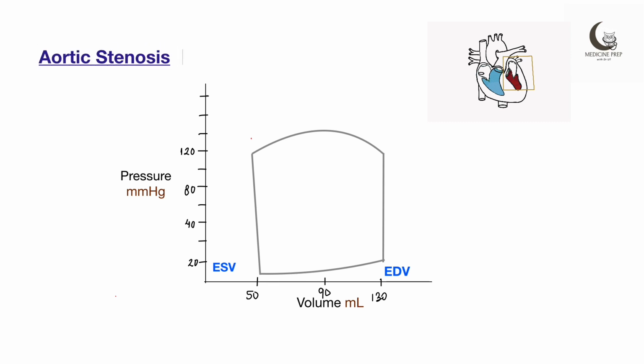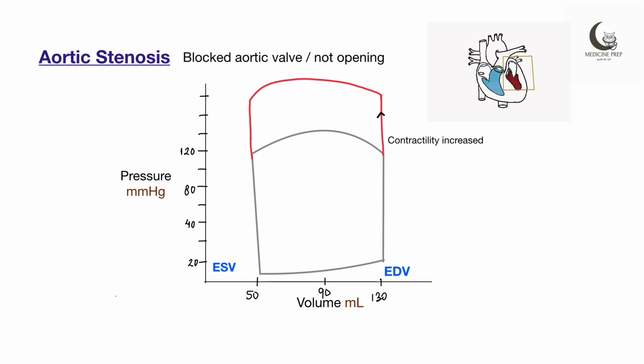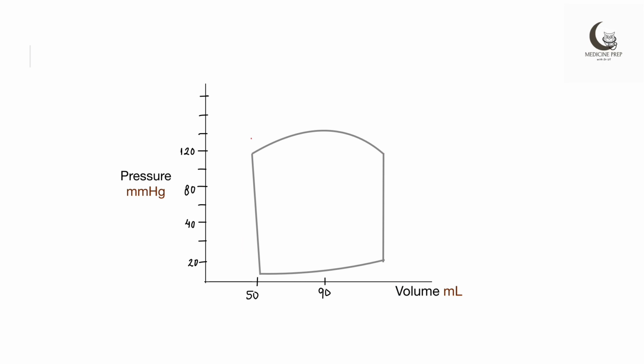Now let's look at aortic stenosis. What happens during aortic stenosis? Your preload is the same. So your end diastolic volume will be the same. But contractility will increase because the ventricle has to pump against the resistant stenosed valve. So the loop will be taller. And in the initial phases, there will not be much change in end systolic volume. However, as time goes by and the contractility keeps increasing, contractility is inversely proportional to your end systolic volume. So your end systolic volume will also reduce.